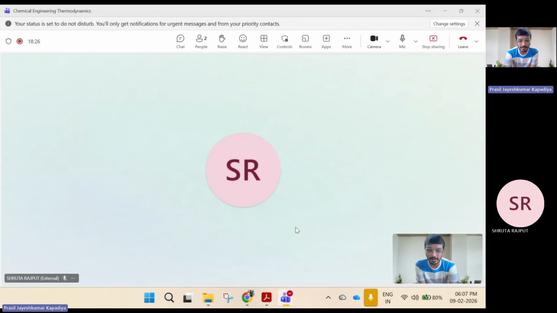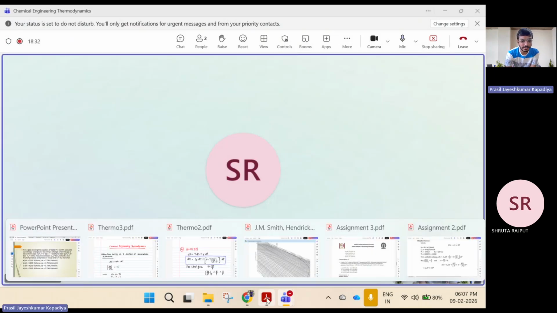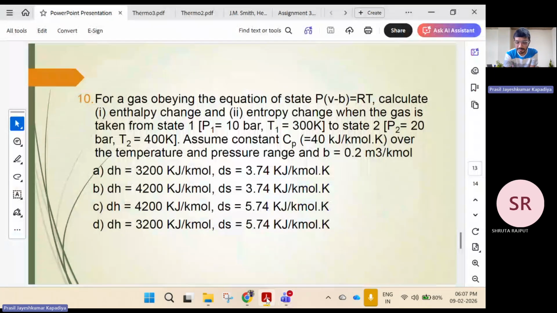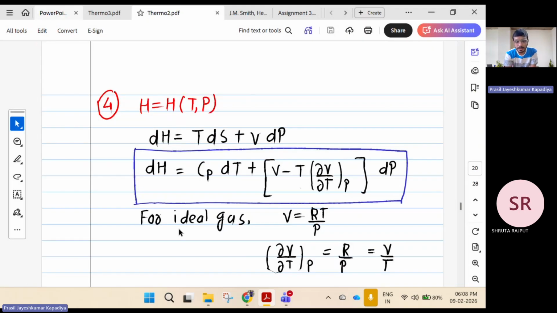Shruta, are you here? Yes, sir. Can you solve it? Did you understand what I explained? Yeah. Okay, can you try solving? Yeah. So just use this formula. P1 is 10 bar, T1 is 300 Kelvin. Similarly, P2 is 20 bar and T2 is 400 Kelvin, and the Cp value and B value are given. Everything is given to us. We just need to put the values in this particular formula.